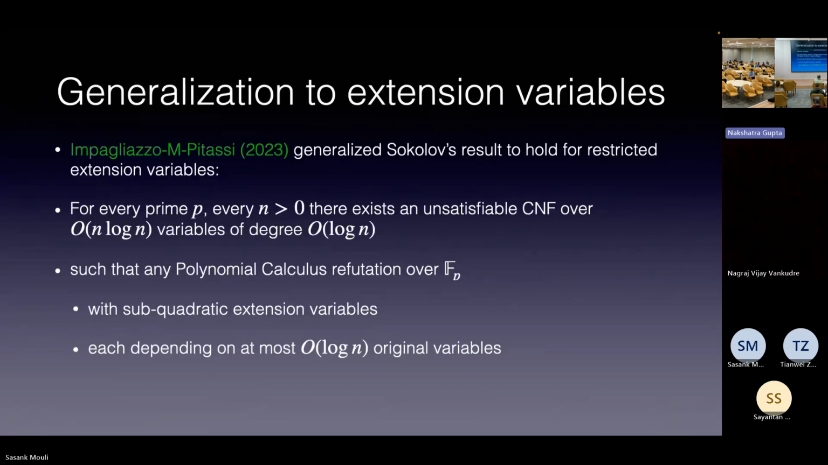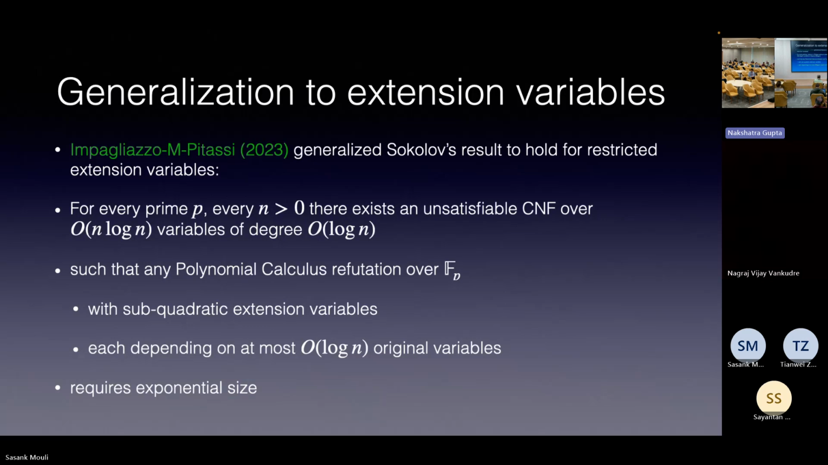So we were able to show a CNF. So in an earlier result, with subquadratic many extension variables, right? If you are restricted to only little o of n squared many extensions, and each extension depends on only order log n original variables, then for this restricted setting we were able to show lower bounds. Again, it's only if you have n squared many extensions, and each extension is also very local. It depends on only log n variables. So we were able to show in earlier work lower bounds for this.